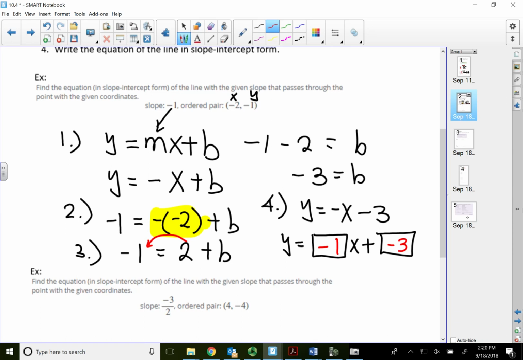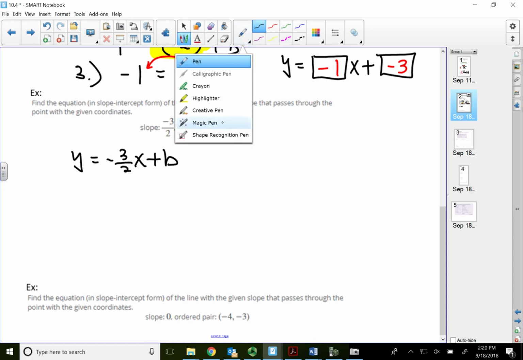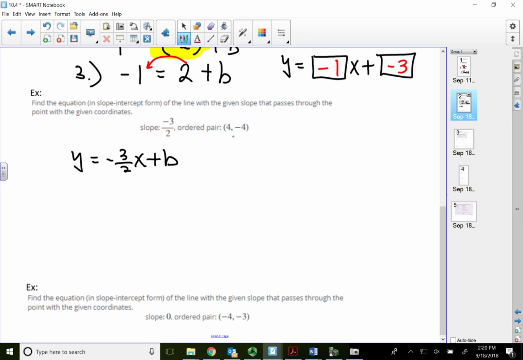All right, let's try again. The slope is -3/2, so let's begin to write our slope-intercept form: y equals mx plus b. The next step is to substitute my given x and y values for the variables x and y. So 4 goes where the x is, and -4 goes where the y is. My equation now looks like -4 equals -3/2 times 4 plus b.